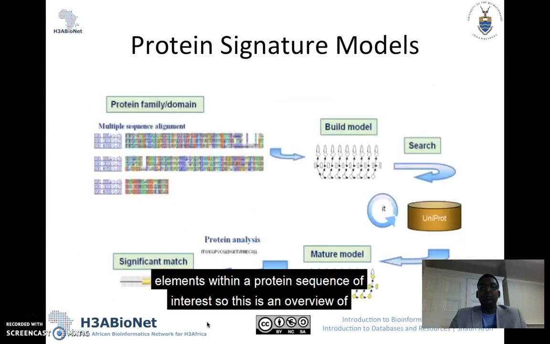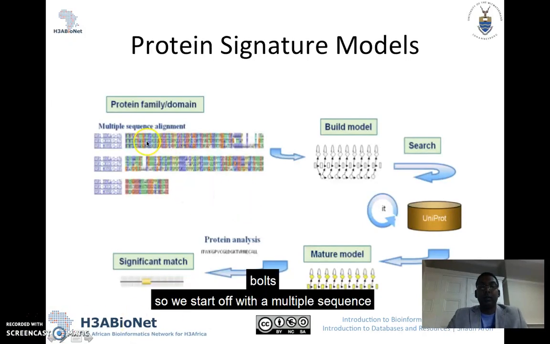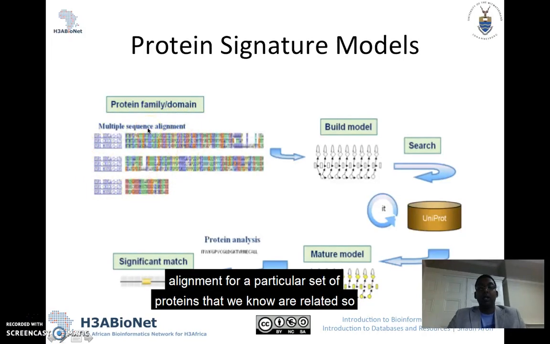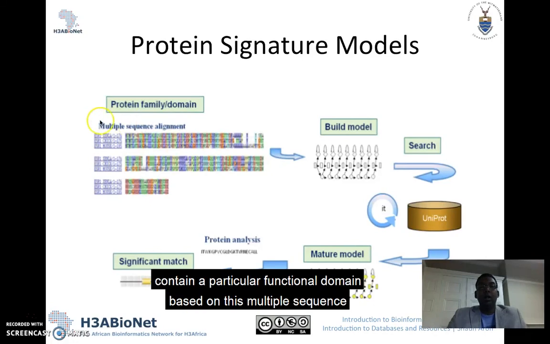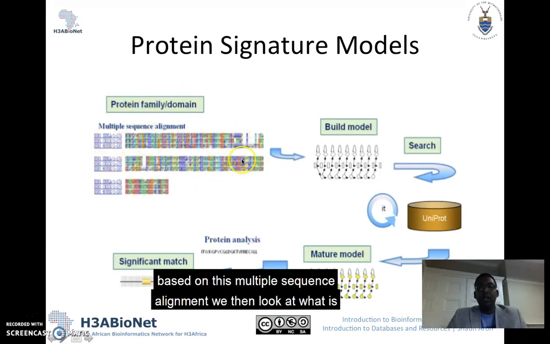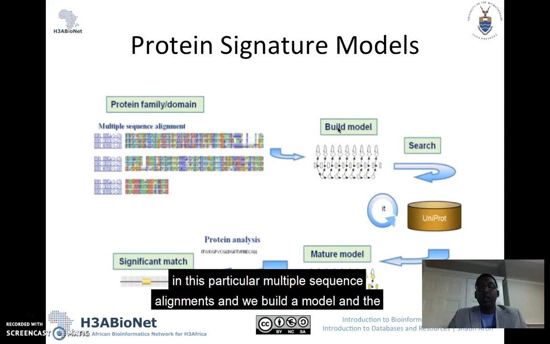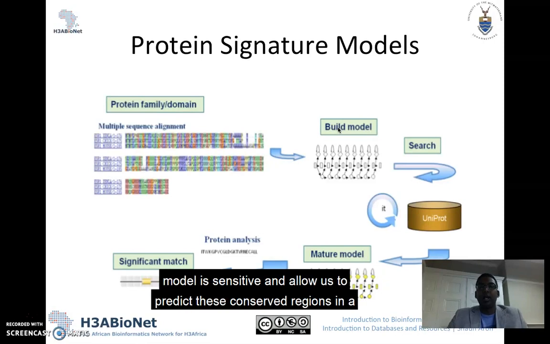This is an overview showing how some of these protein signature models are built. We start off with a multiple sequence alignment for a particular set of proteins that we know are related, so they either belong to the same family or contain a particular functional domain. Based on this multiple sequence alignment, we look at what the conserved regions are, and we build a model. The model essentially allows us to predict these conserved regions in a sequence of interest.